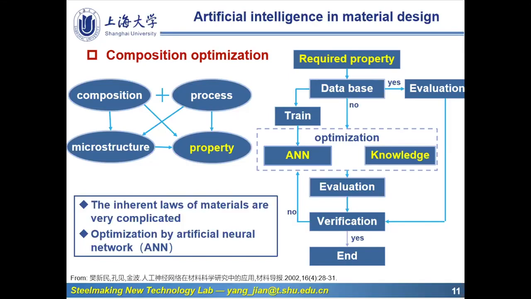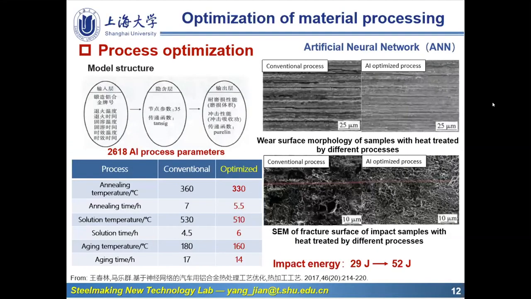And for the optimization of the material processing, for example, we use the artificial neural network to assist in the optimization of the producing process, and for the conventional one and for the optimized one, we optimize the annealing temperature, annealing time, and the solution temperature, solution time, and so on. So we can get much better surface morphology of samples. And we can also get the fracture surface of the impact samples. And the impact energy is improved from 29 joule to 42 joule.